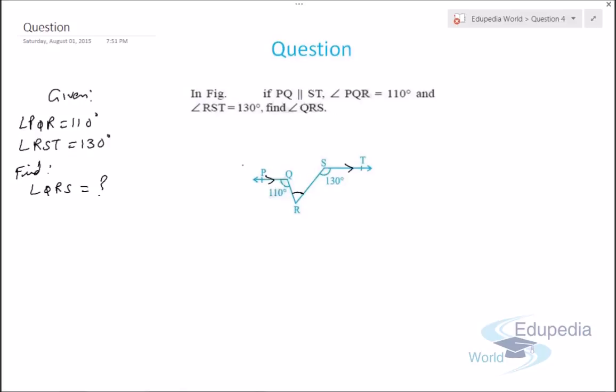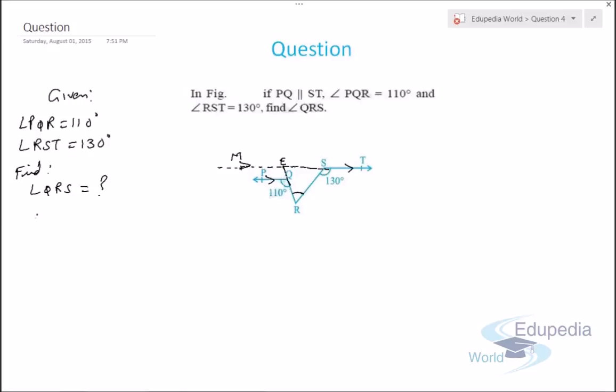For this question, we need to extend this line like this, parallel line, so that it remains parallel. Let this point be M, and let's join this line QR to make a complete triangle at point E. Now we have this angle and this angle.